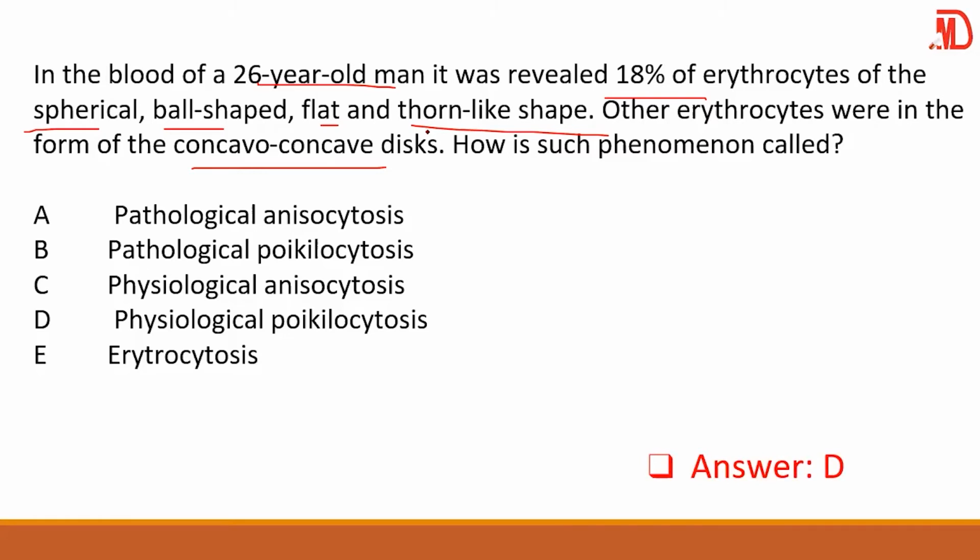Should be your answer. Now, we'll talk about anisocytosis. Anisocytosis of red blood cells refers to cells of unequal size, meaning the sizes are not equal. But over here, we're talking about an abnormal shape. It's not about the size, but the abnormal shape. All right. So here, your answer is D, poikilocytosis, and this is physiological.